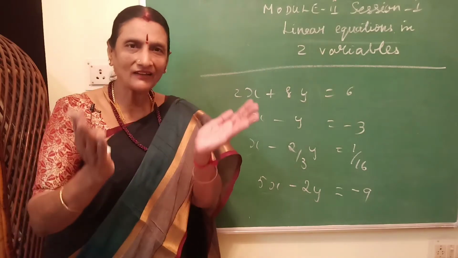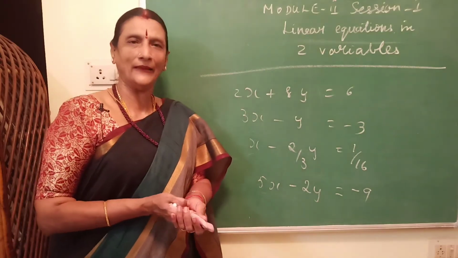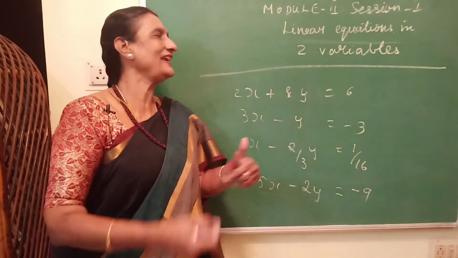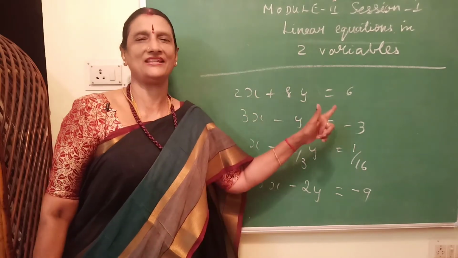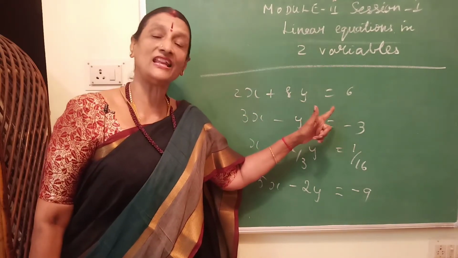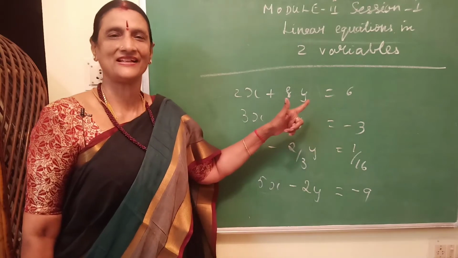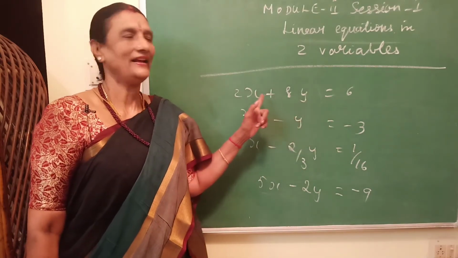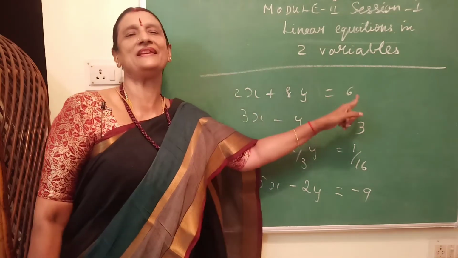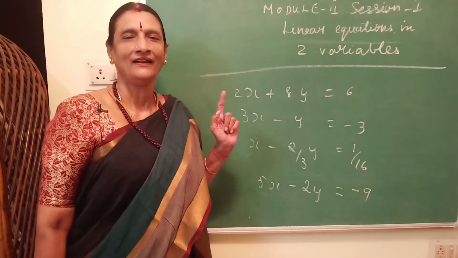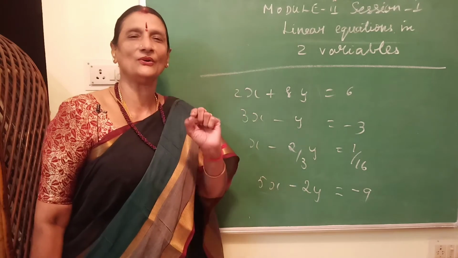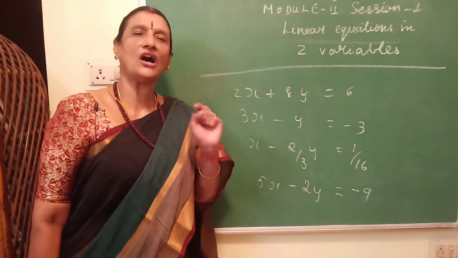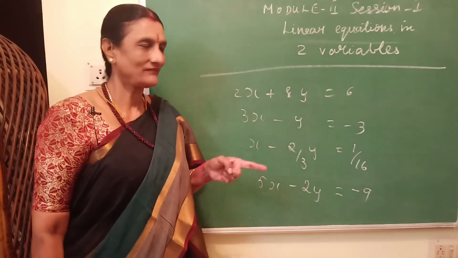So, in whatever be the example, the connectivity is what? 2x plus 8y is equal to 6. So, you can even call it as a function, isn't it? There is a connectivity or a relationship. X and y are connected by means of this relationship. Now, if it is so, I want you to ask one particular question.